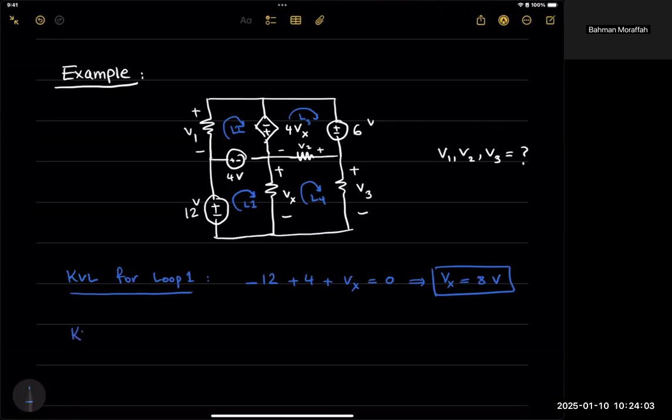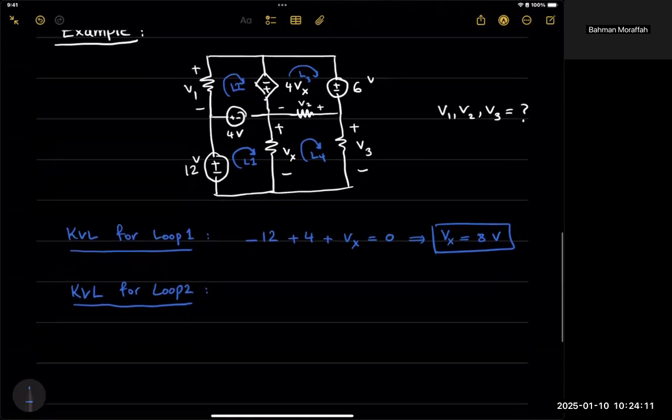So let's write KVL for loop 2. I considered the clockwise direction, so I just need to add up all the voltages with their sign. So I have minus 4 minus V1 minus 4 Vx, and that should be 0. But I already know this Vx is 8 volts. So from this, I can compute V1. It turns out V1 is minus 36 volts.